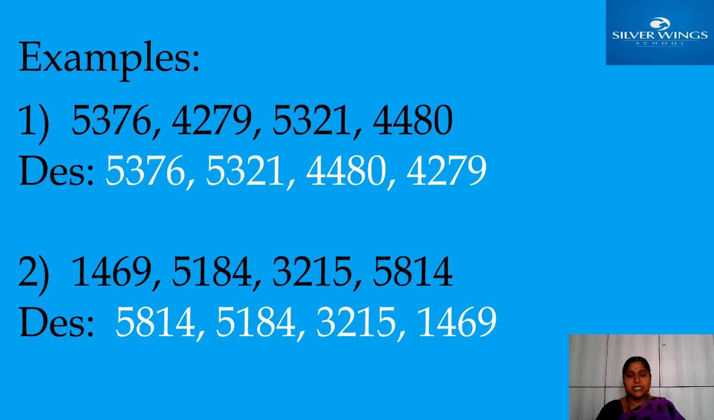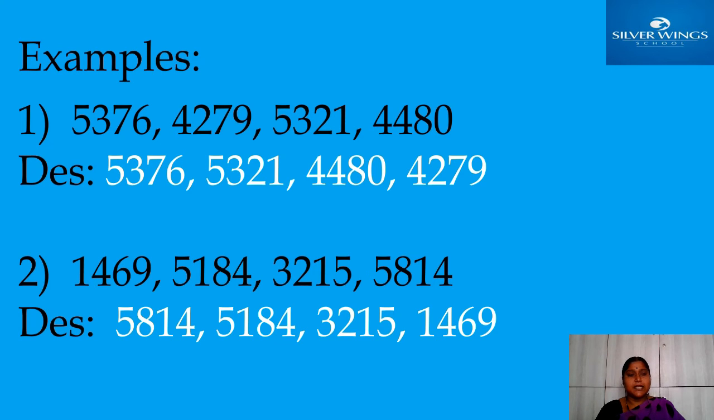Then you should select the first digit. What is the first digit from your extreme left? 4. In these two numbers, the thousands digit is the same. Then go to the hundreds digit. In the second number, the hundreds digit is 2. In the fourth number, the hundreds place has 4. Then which is the big number, 2 or 4? 4 is the big number. So you should write the fourth number, 4480, in the third position. Next, 4279. This is the arrangement of numbers in descending order, biggest number to smallest number.